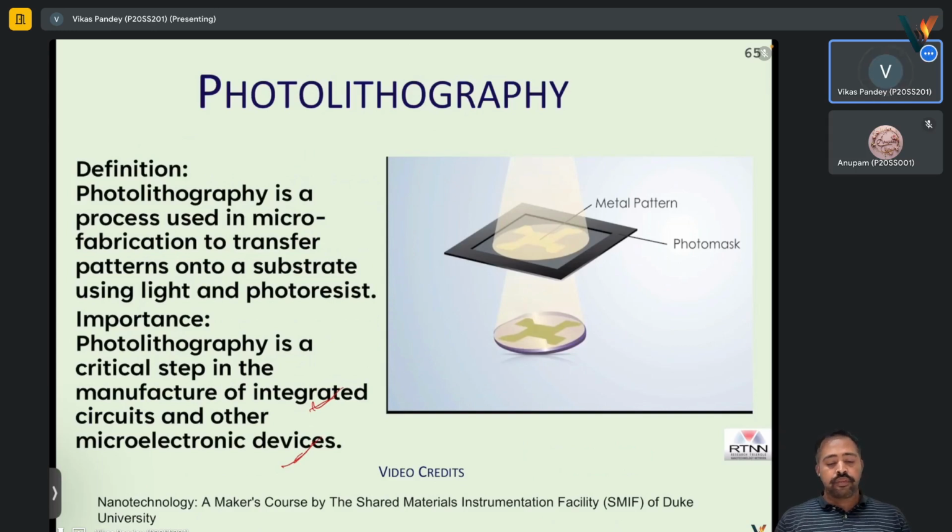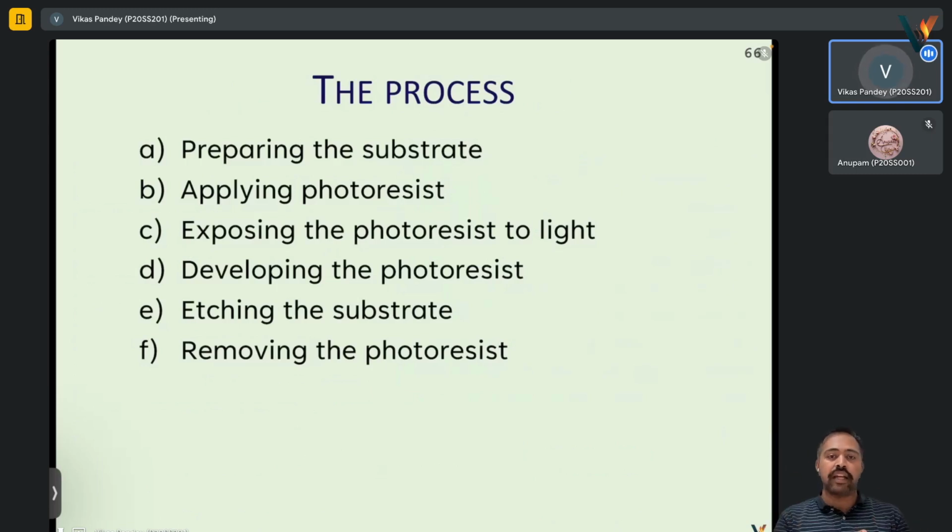So what are the processes involved in it? It is not that simple that using light we can do that. The process is, first we prepare the substrate, like clean it and deposit whatever we want to pattern. Then we apply a photoresist, that is a photosensitive material.